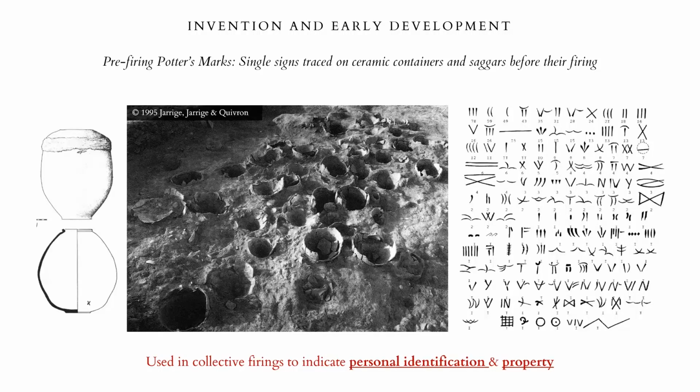This evidence excludes the possibility that these particular marks indicated, for example, the capacity of the vessels. Rather, based on the evidence from a large accumulation of vessels discarded after a failure in the firing process, the excavators proposed that they were used to temporarily identify ownership during collective firings. In this phase, the meaning of such marks, the univocal identification of ownership, was therefore temporary and remained valid only for the duration of a particular firing event.